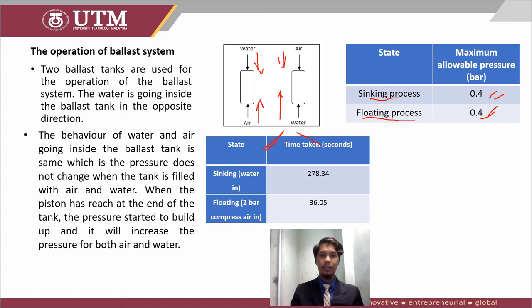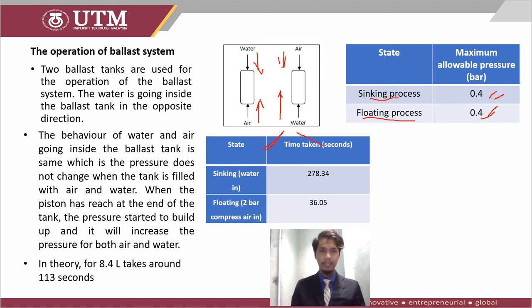And the time taken for sinking is 278.34 seconds, which is 4 minutes 38 seconds, and for floating is 36.05 seconds. The water pump is capable of pumping water at 5.5 liters per minute. So in theory, for 8.4 liters, it takes around 113 seconds. So for 2 ballast tanks, it takes 226 seconds. This is much faster compared with the sinking process. Because during the sinking process, the water pump needs to pump the water for both sides of each ballast tank, and needs to push the piston for each tank, which takes slightly longer.